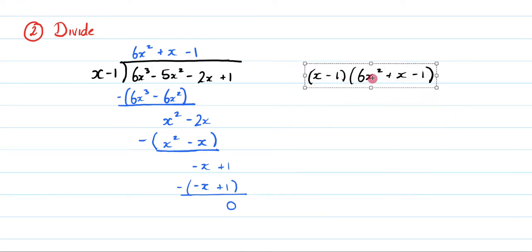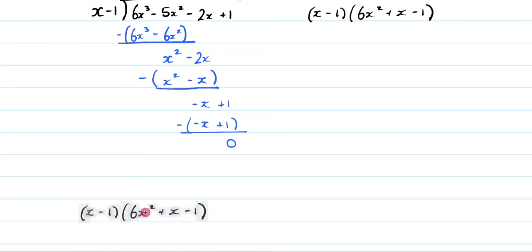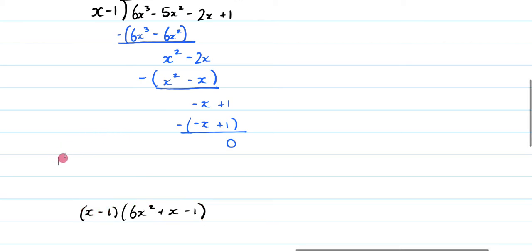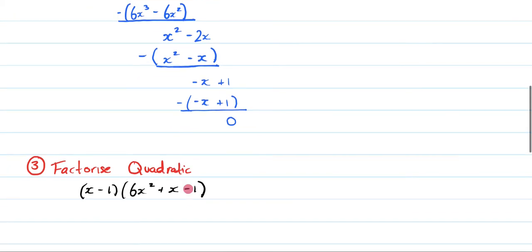Let's now bring this down so we can do our third step. So let's bring this down to here. We are now going to do our third step, which is going to be factorizing the quadratic, if possible. Sometimes you can't do it and you just leave this as your final answer, but we're going to factorize the quadratic. All right, let's scroll down.